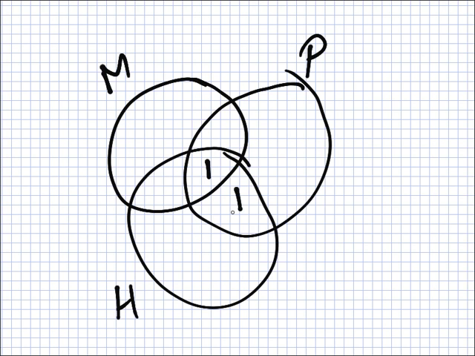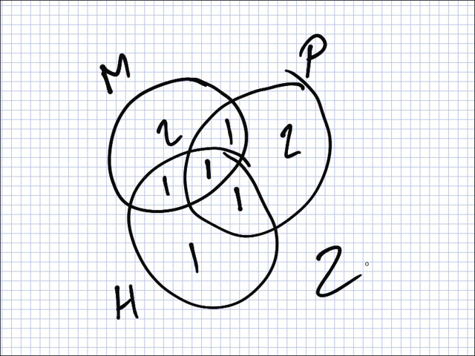2 students study maths and history. 2 students study maths and physics. 4 students study history. 5 students study physics. 5 students study maths. There are 11 students in the class. 5, 6, 7, 8, 9, 10, 11. That's it there.